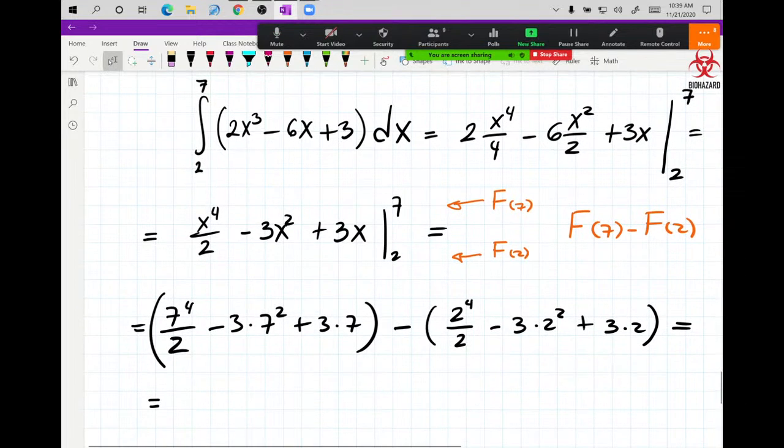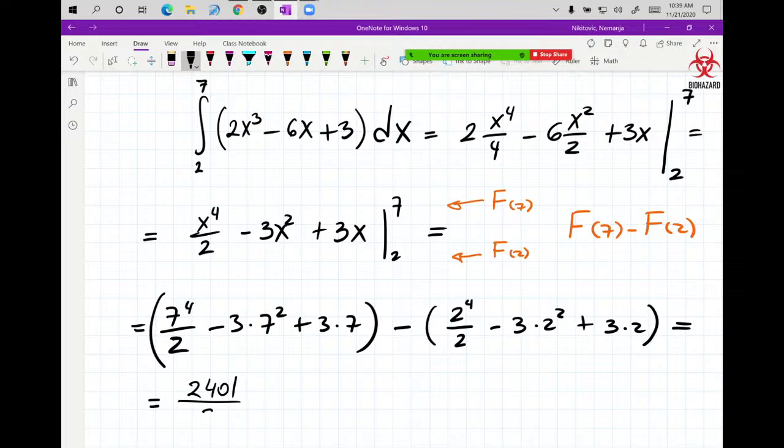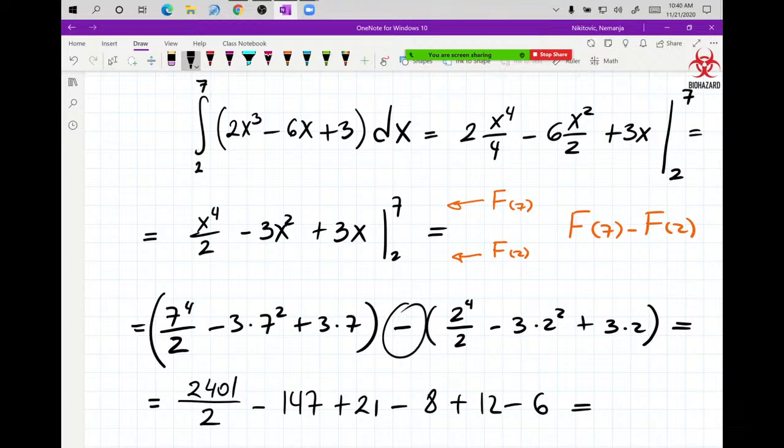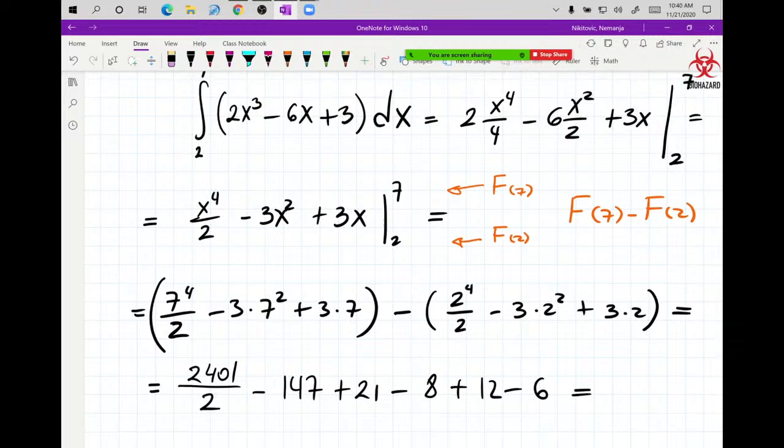Thank you. So now we are going to compute these things, like 7 raised to the 4. Yeah, that's 2000 and there we go, divided by 2 minus 3 times 49. That we can do. It's 147 plus 21 minus 8 plus 12 minus 6. When you distribute this negative, don't forget to distribute the negative. That's where your grade dies, when you mess up these signs because you didn't distribute the minus, arithmetic.